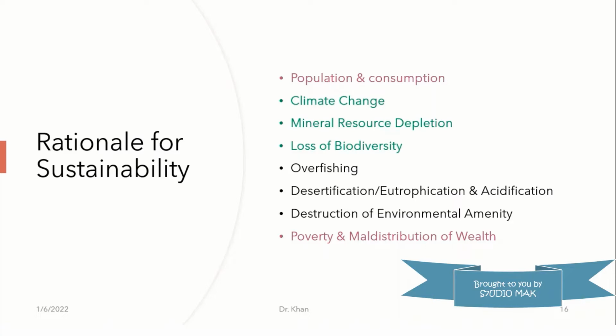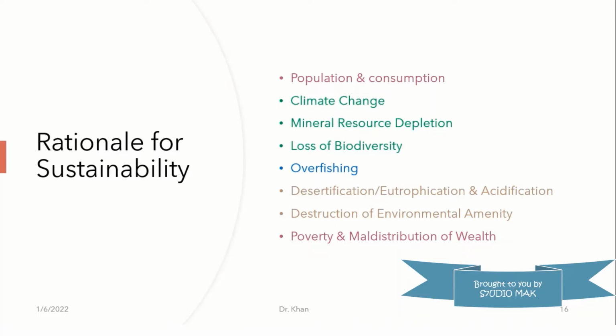Climate change, due to our heavy reliance on fossil fuels and increased urbanization, industrialization, and mining, causes loss of biodiversity. Then there is eutrophication and acidification because of excessive release of fertilizers in clean water bodies, and high levels of carbon dioxide in the environment. This overall caused destruction of environmental amenity.